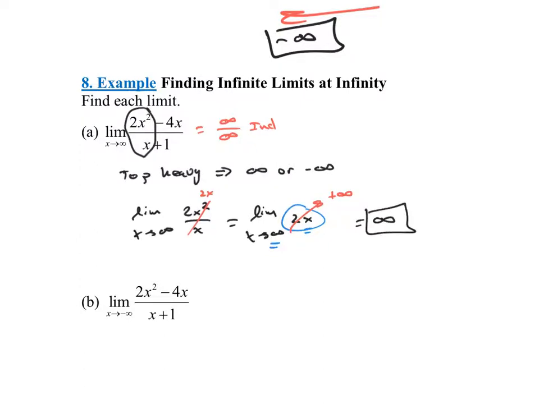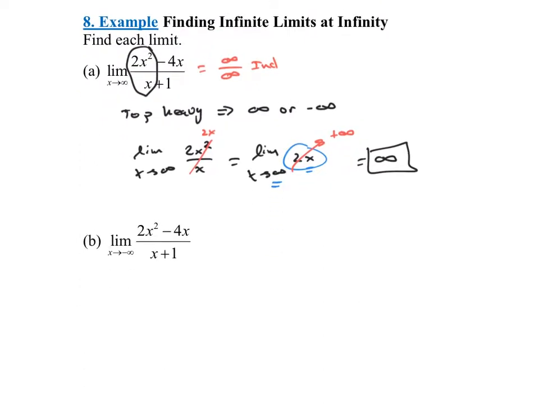Let's look at the next one. It's the exact same function, (2x squared minus 4x) all over (x plus 1), but now we're looking at it as x approaches negative infinity. Again, I know this would be infinity over infinity, which is indeterminate form. I know that this is top heavy, and top heavy tells me the answer is going to be infinity or negative infinity. The only way I'm going to know is if I investigate more.